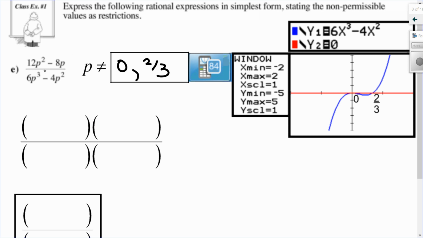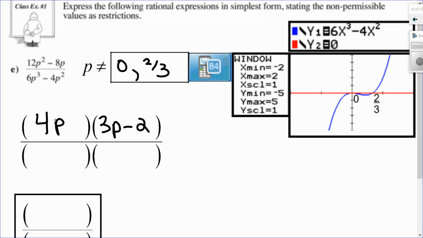So in the numerator, 12 and 8 have a greatest common factor of 4. P squared and P have a greatest common factor of P. So let's divide that. 12 divided by 4 is 3. P squared divided by P is P. Take away. 8 divided by 4 is 2. P divided by P is 1.